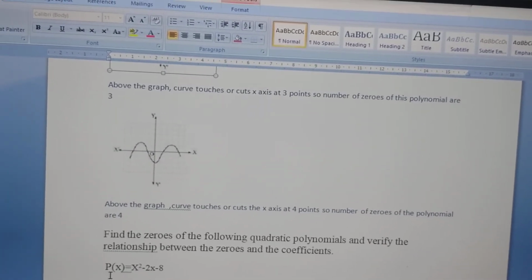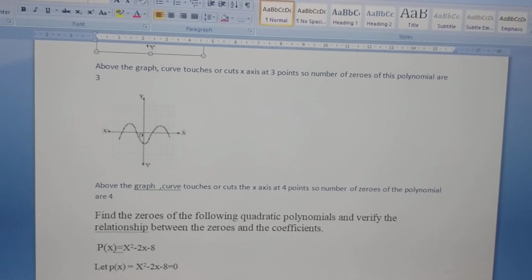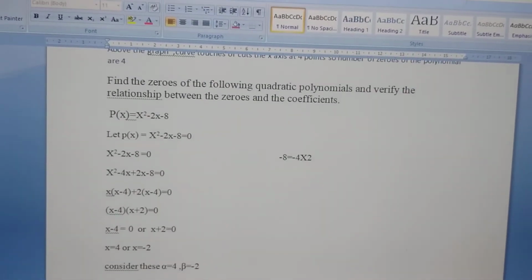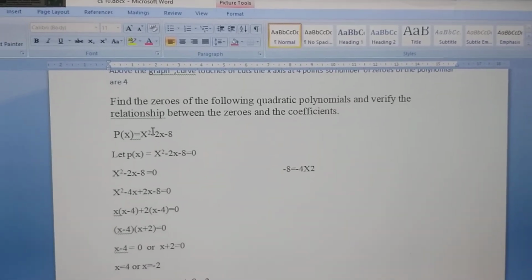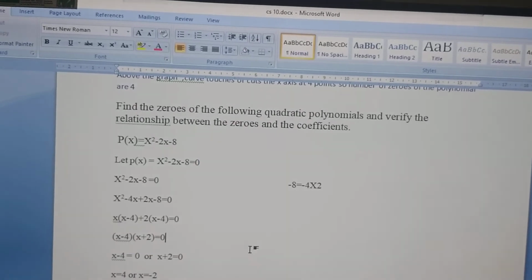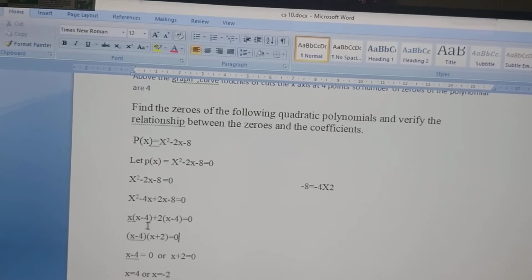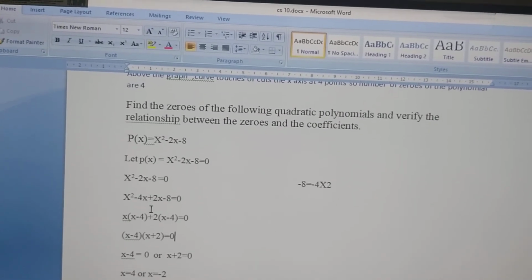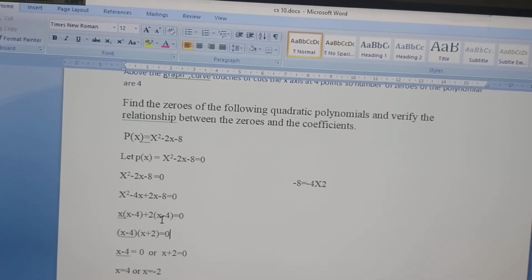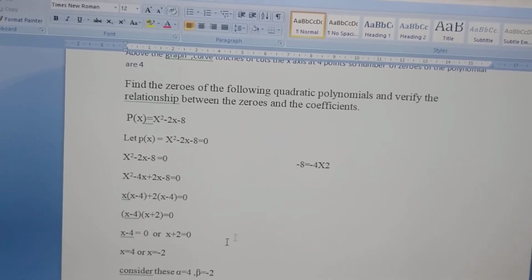Third point, how to find the zeros and how to verify zeros with the coefficients of the polynomial. In this example, p of x is the polynomial x square minus 2x minus 8. I am equating that polynomial to 0. After that I am factorizing. For minus 8, suitable factors are minus 4 and 2 to get a sum of minus 2. So simplifying, we get two roots, x equals 4 and x equals minus 2.